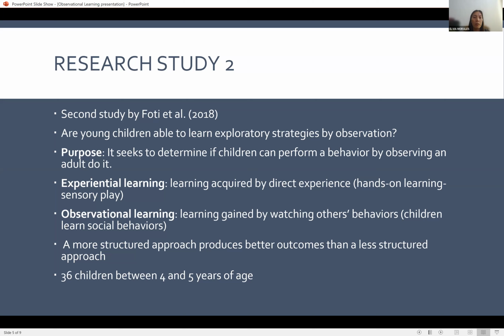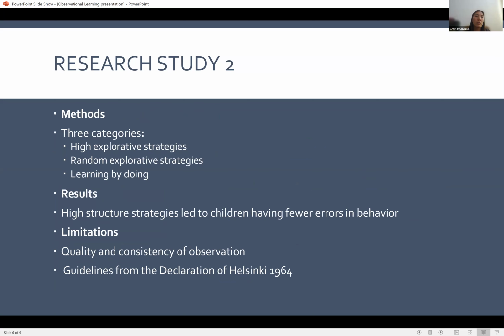The study says that a more structured approach has better outcomes than a less structured approach. The sample included were 36 children between 4 and 5 years of age. The methods they use, they divided the participants into 3 categories, which were high explorative strategies, random explorative strategies, and learning by doing.